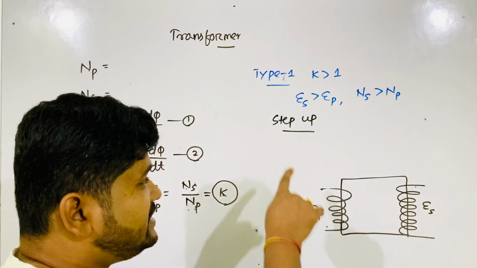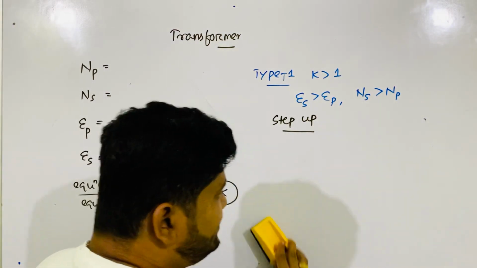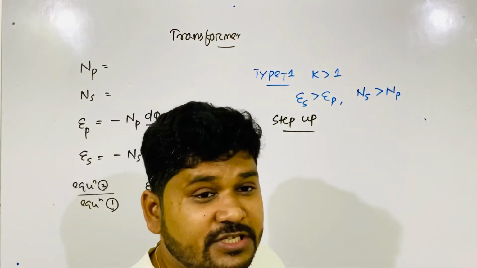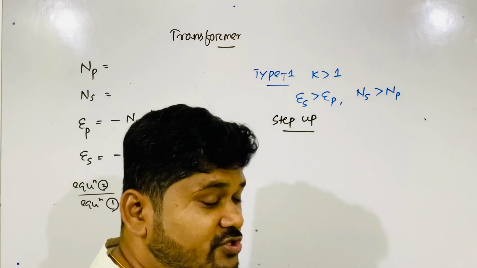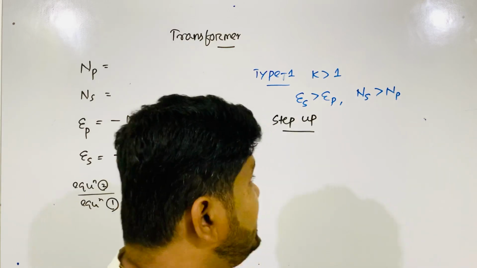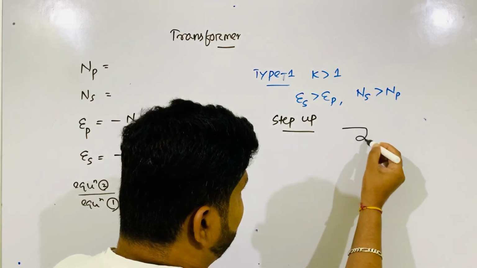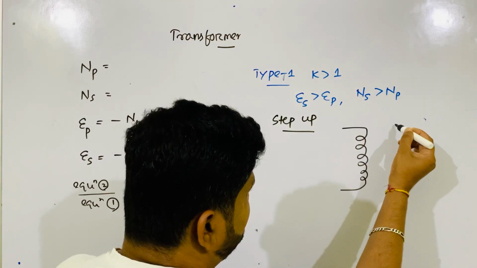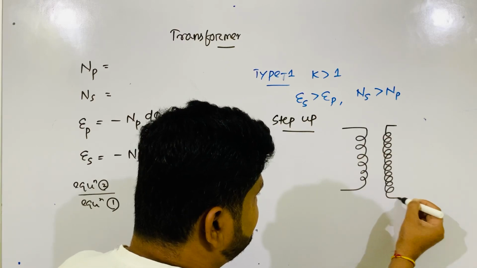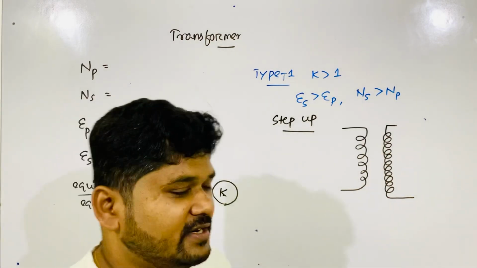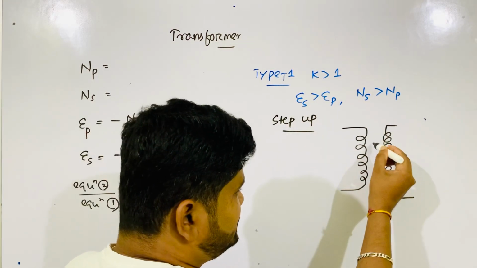So that means in a step-up transformer, the number of turns in the secondary coil will be more than the number of turns in the primary coil. Sometimes in the exam the question comes: draw the symbol of the step-up transformer. Step-up transformer symbol: this is the primary number of turns, this is the secondary number of turns. You see, very clearly from the figure, we can observe that the secondary number of turns is more.